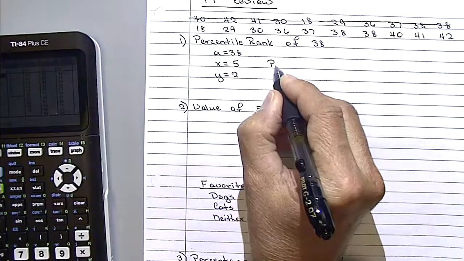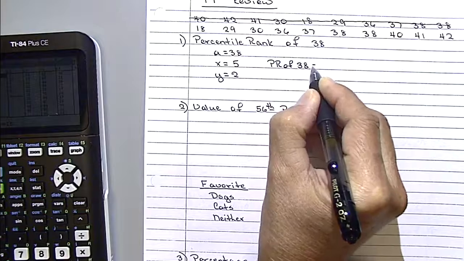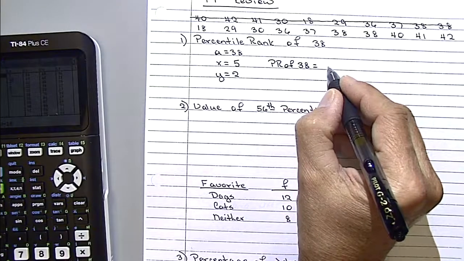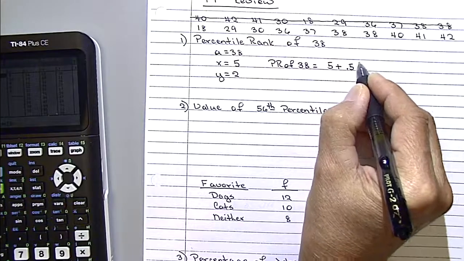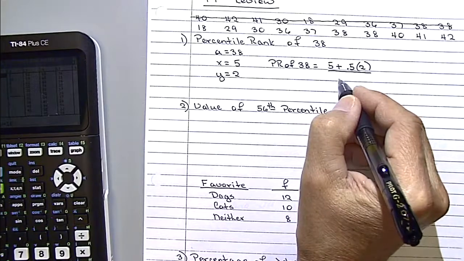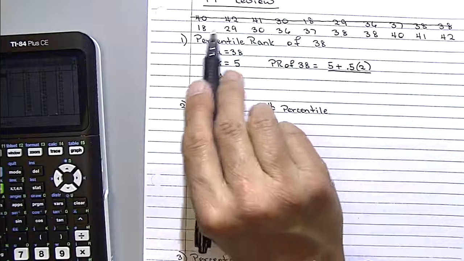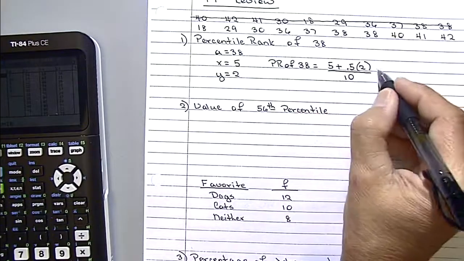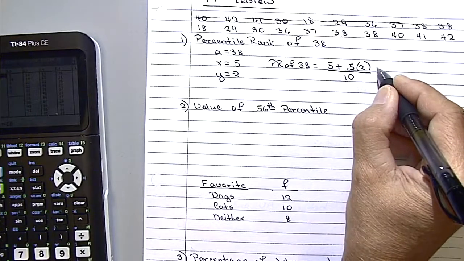So I'm going to say the percentile rank of 38 is equal to, and the formula tells me, and you can see your formula sheet, it's X, that would be 5, plus 0.5 times Y, which is 2, and all of that is divided by the number of items, the values in the data set. How many are in my data set? How many was it? 10, thank you. There's 10 of them, that's n, right? And then I'm going to multiply that times 100% when I finish with it. Well, let's just do that first.